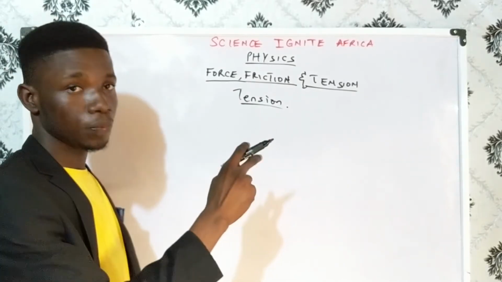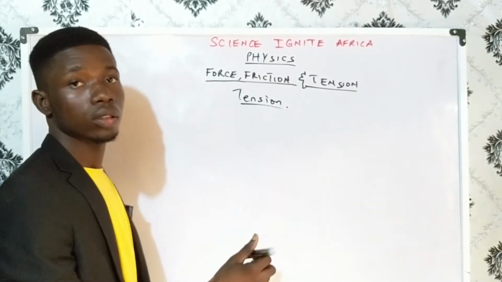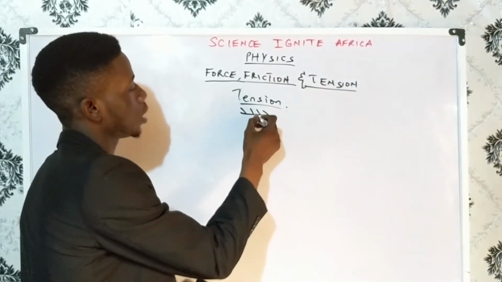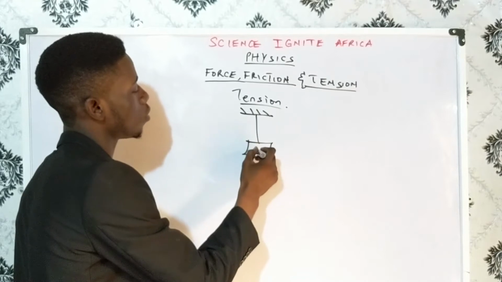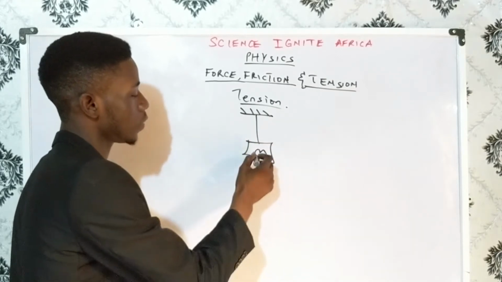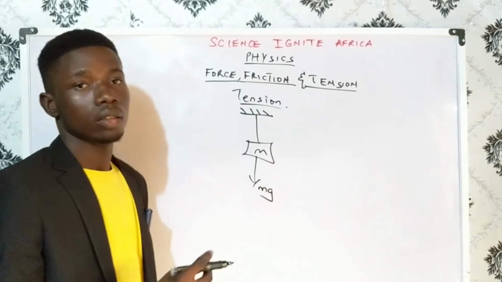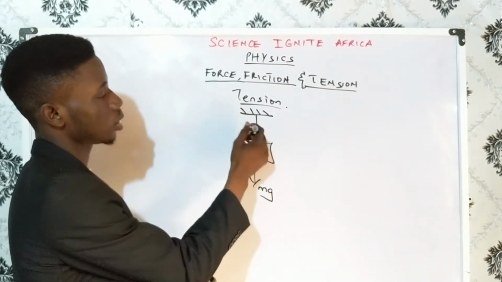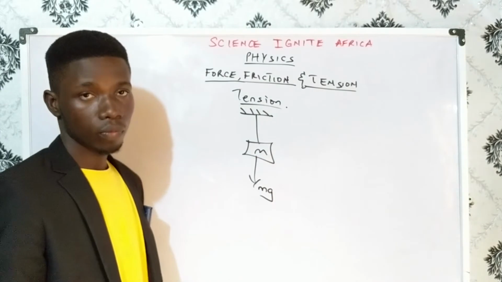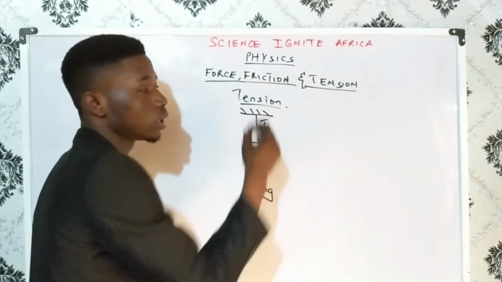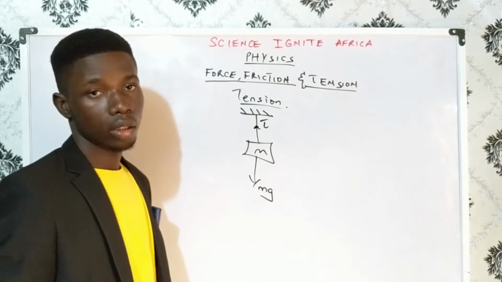Have an object suspended. Let's say an object of mass m is hanging this way. Of course, you know the weight mg will be acting downward, then this weight causes a reaction in the string, and this reaction that is being caused in the string is known as the tension in the string.